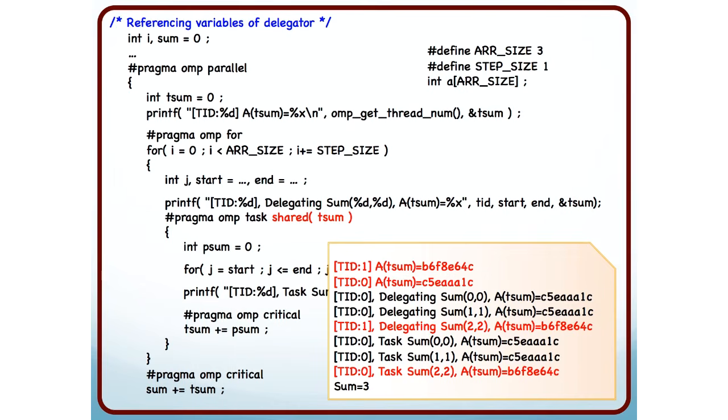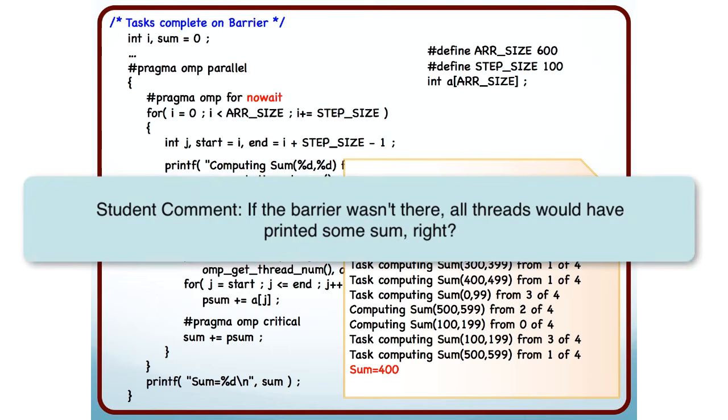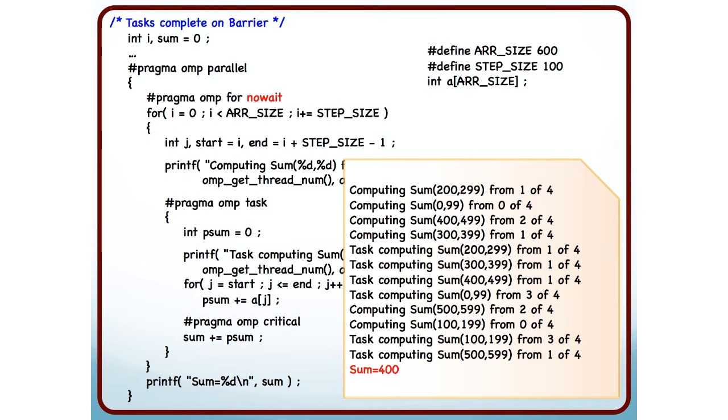Could we go back to the nowait situation? Yeah. If the barrier wasn't there, then all threads would have printed sum, right? I've just shown you one output. All threads would print sum. Some of them may end up printing correctly. One of the threads would definitely end up printing it correctly, the one which executes the last task, right? But all I wanted to show was that you can get incorrect results. In some cases, one thread may give you wrong results.